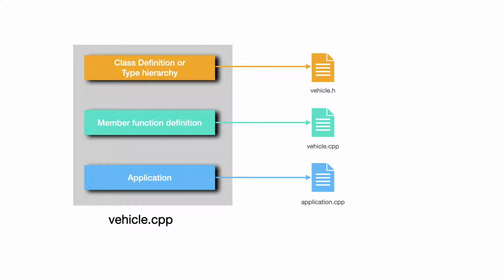So the way we do that, if you take a look at this slide, is we have a vehicle.cpp file, and the class definition and the member function definition and the application are all in the same file. But what I want to do is I want to split it into three: an interface file, which we'll call vehicle.h, an implementation file, which we'll call vehicle.cpp, and an application file, which we'll call application.cpp.